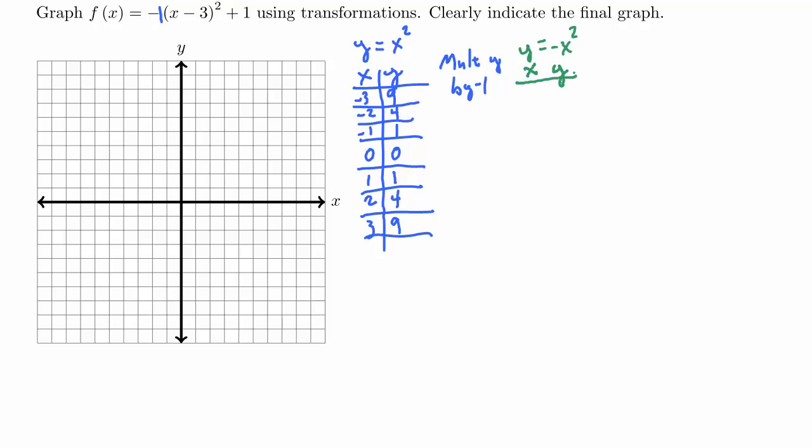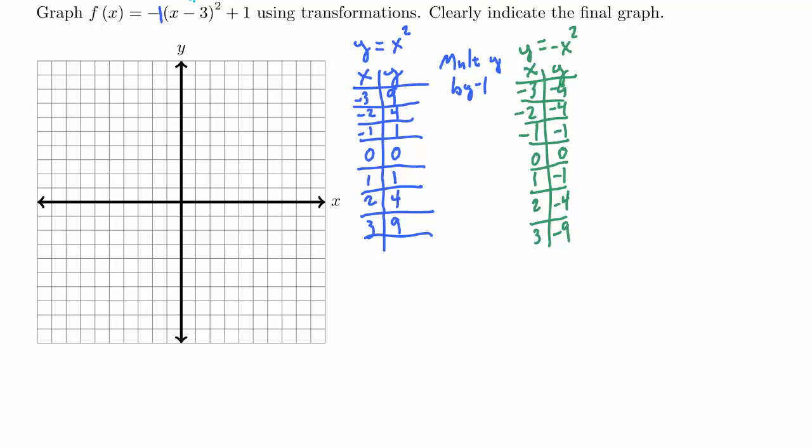And so this is going to give me a new table. So I'm going to have my x's stay negative 3, negative 2, negative 1, 0, 1, 2, and 3. But all of my y values will change to negative 9, negative 4, negative 1, 0, negative 1, negative 4, and negative 9, because I simply multiplied each of these y values by negative 1.